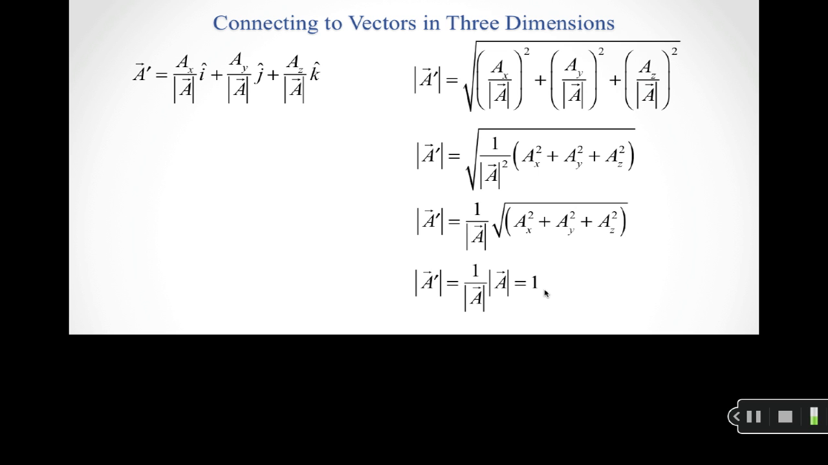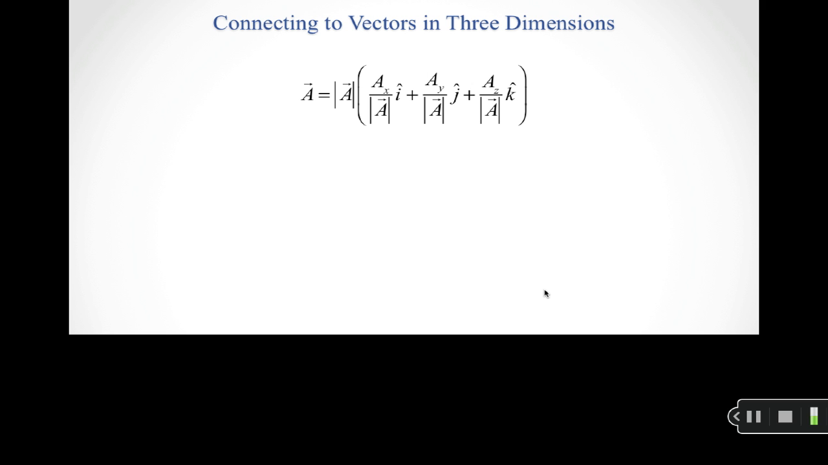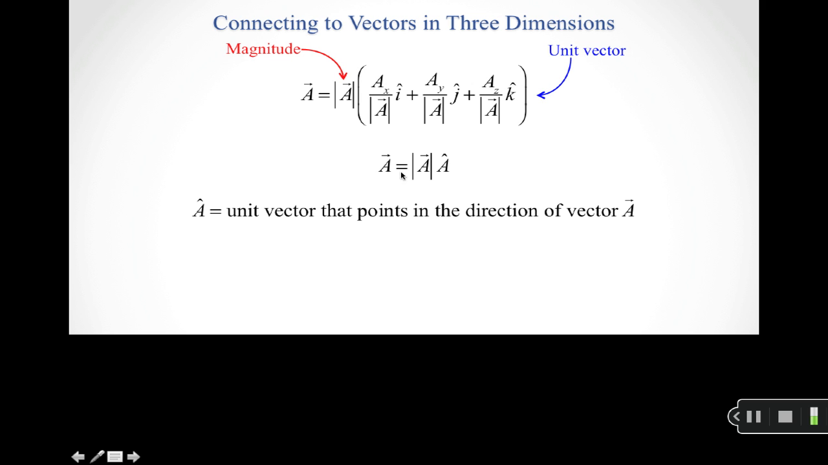Well, we know that any vector that has a magnitude of 1 is what we call a unit vector. And so in this case, what this tells us is that the new vector we created, A prime, must be a unit vector. So we can take our vector A, the way we had notationally written it out, and simplify this and say I've got a magnitude and a unit vector, so I can rewrite it this way. So vector A is now the magnitude of vector A times A hat, the unit vector that points in the direction of vector A.